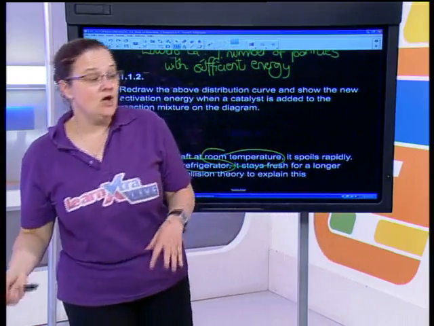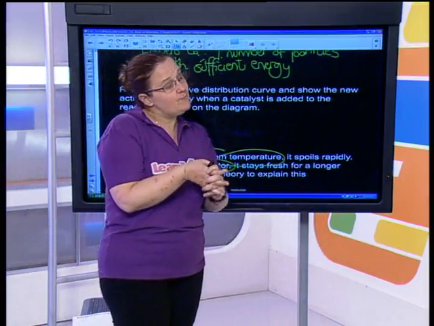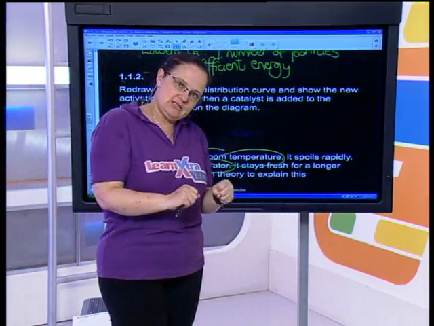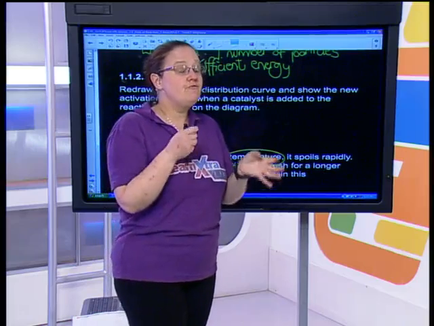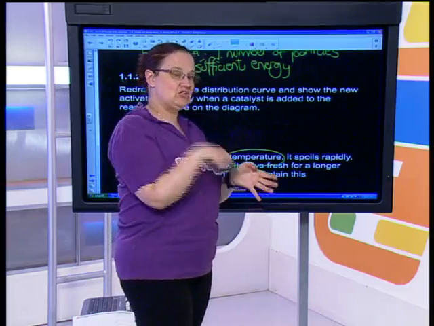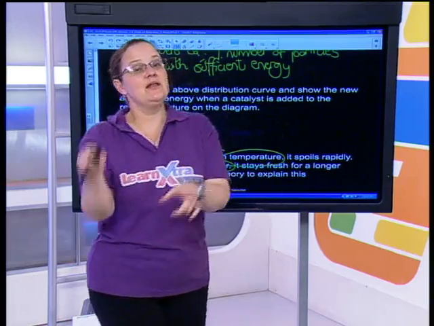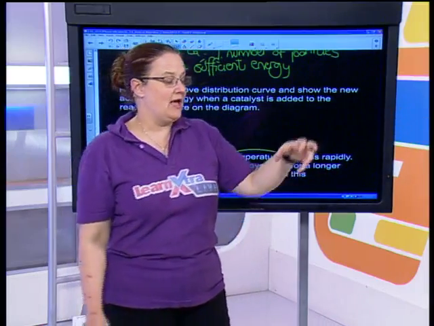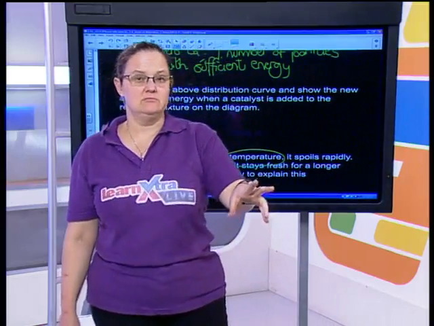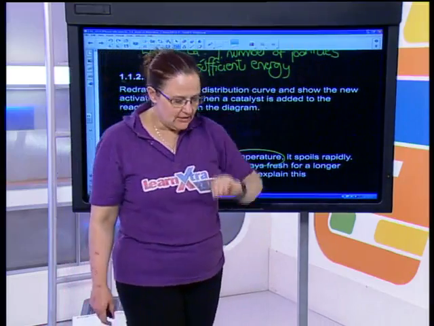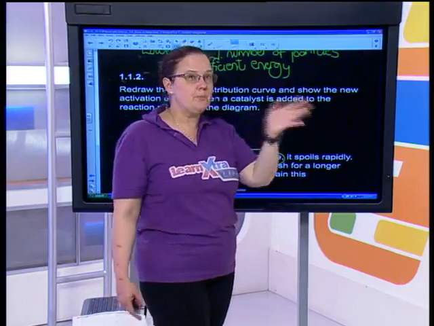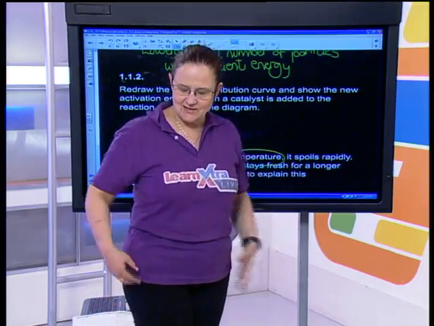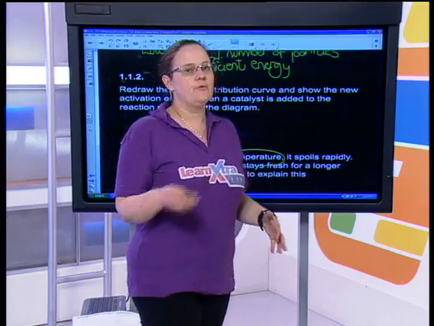In a refrigerator, we are decreasing the temperature. By decreasing the temperature, we now have fewer particles with sufficient energy. Therefore, the number of effective collisions is smaller. Okay? In a refrigerator, we're lowering the temperature. Okay? That means there's fewer particles with sufficient energy because the kinetic energy of the system is getting smaller. Okay? Smaller number of effective collisions.